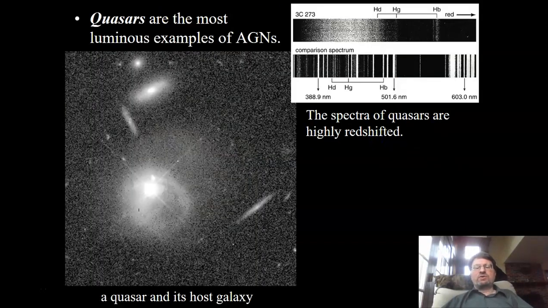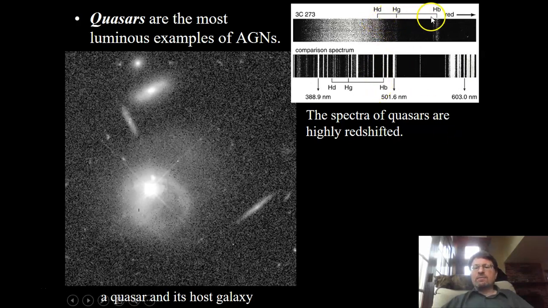Quasars are the most luminous example of active galactic nuclei. Here's an image from, looks to be the mid-1990s, from Hubble Space Telescope, that's showing a quasar and its host galaxy around it. Before Hubble started imaging these, there was a debate as to whether quasars were within our galaxy or outside. The reason to think that they are outside our galaxy was that the light coming from them was highly redshifted.